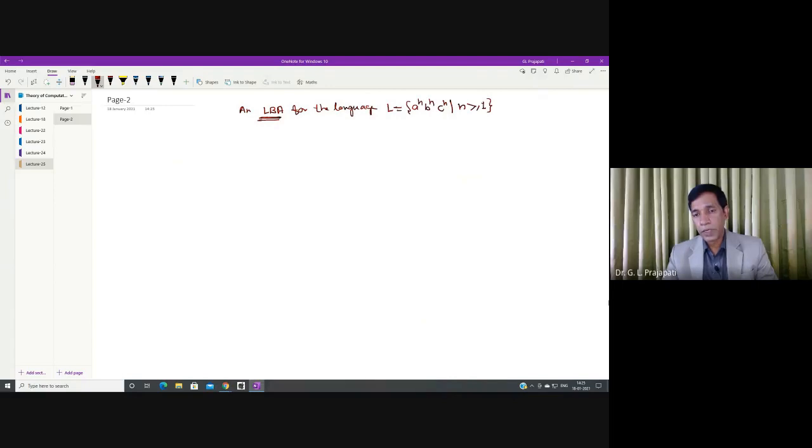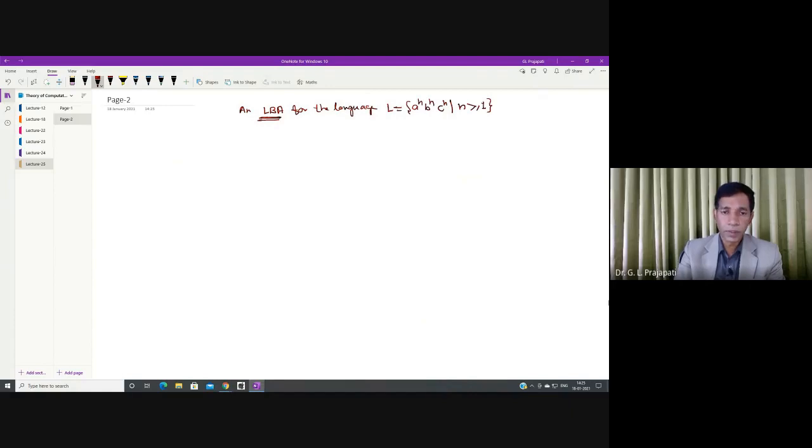Okay, so we have the context sensitive grammar. We have seen the context sensitive grammar for this also. So how can we construct the LBA? Whenever you are going to construct your LBA, your input is stored in the tape, and that input is bounded by two symbols.